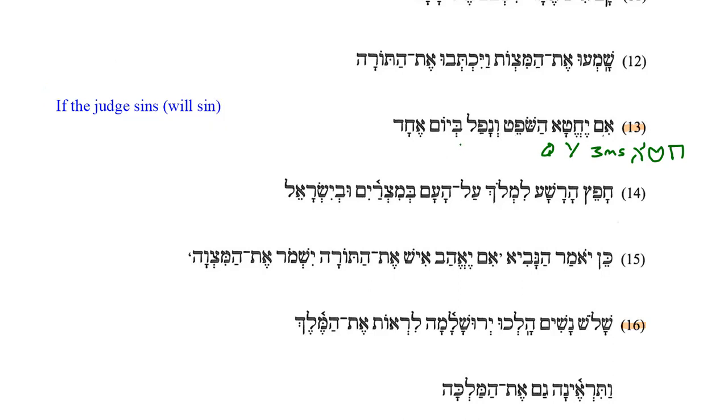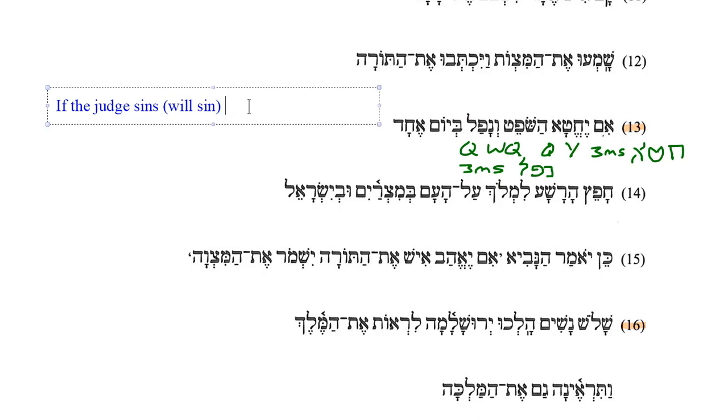nafal, that would be a kal katal, but it's got a vav in front of it, so it's going to be a wekatal. And nafal is the root, and that would be a third masculine singular. There's no endings at all, and the root is nafal, means to fall. And so we have, if the judge sins, literally, and he will fall.